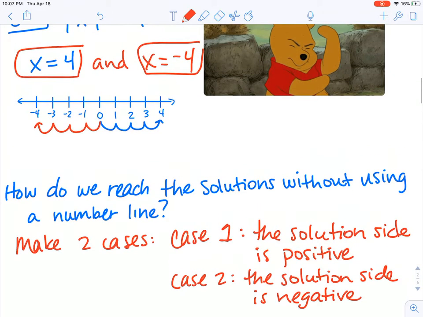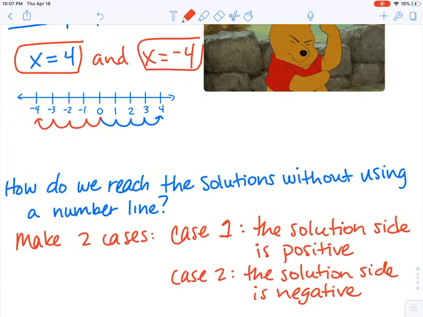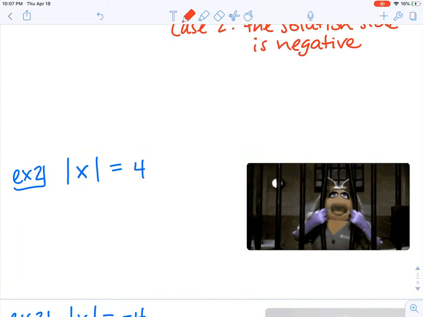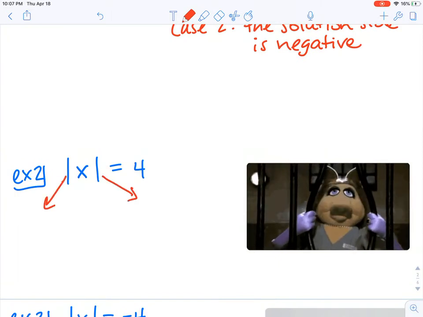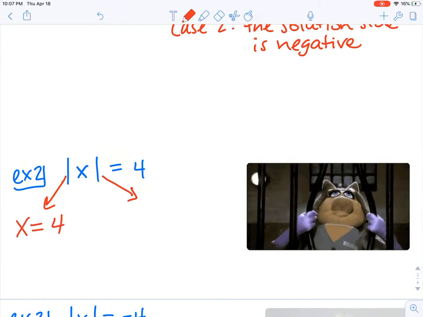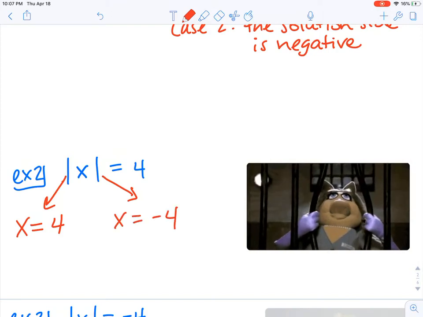Another way to look at it is considering the absolute value bars as jail bars. And in order to find the solutions for x, you have to break x out of jail. So, let's practice a jailbreak. I have absolute value bars, so I need two cases. One where x equals the positive solution of 4, and one where x equals the negative solution of 4.